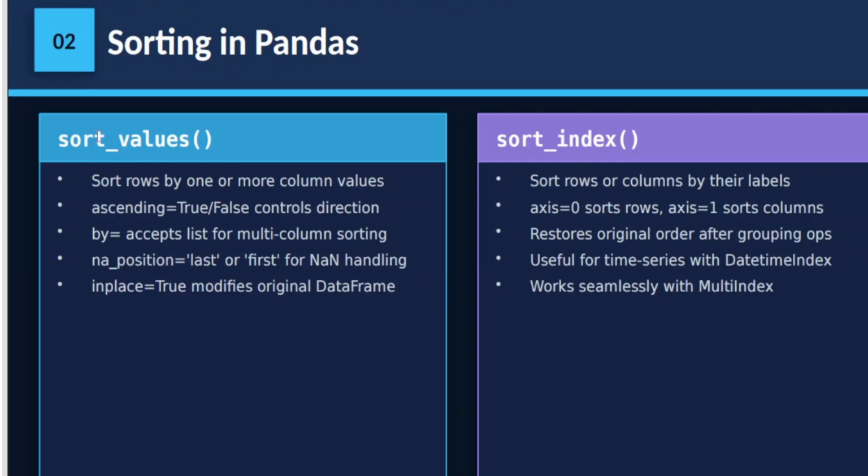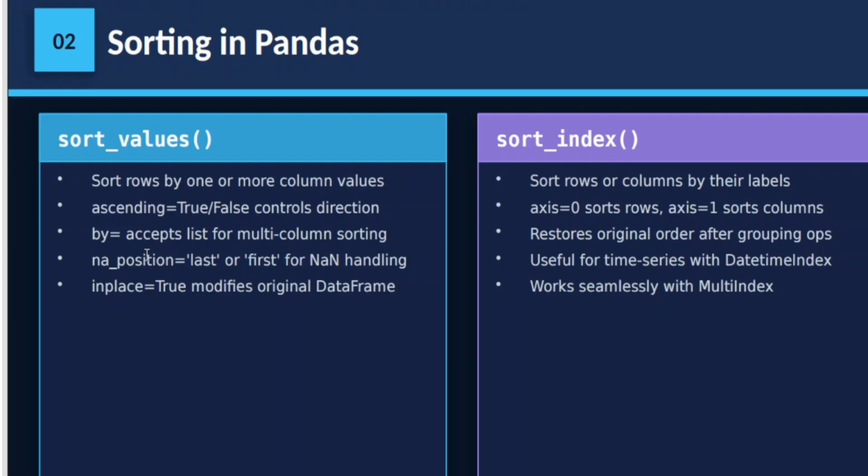So sort_values means sort rows by one or more column values. Ascending equals true or false: we can pass the parameter ascending equals true or false to control the direction. Suppose we want ascending order or descending order, so we can do it by passing ascending equals true or false. We will see that. The by parameter accepts a list for multi-column sorting. If you want multiple columns sorted together, then you can use the by parameter.